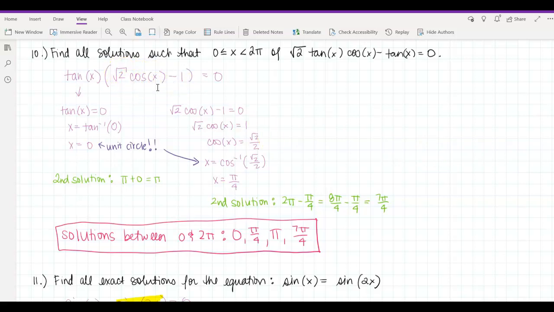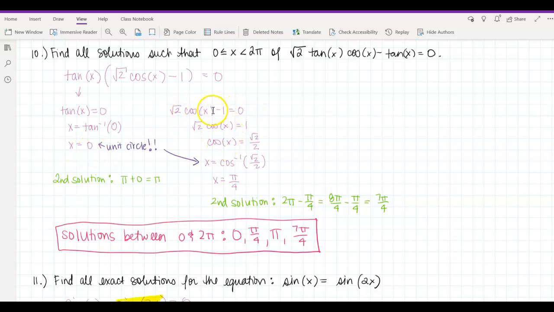That's great news because now I can set each of those factors, the tangent of x, and then all of this stuff in parentheses, equal to 0. So tangent of x equals 0, and then all the stuff in parentheses equal to 0. Tangent of x is easy. I go through, take the inverse, find it on the unit circle. Over here, it's a bit more complicated.